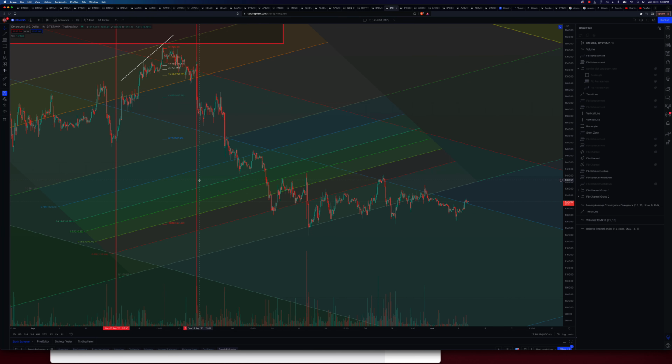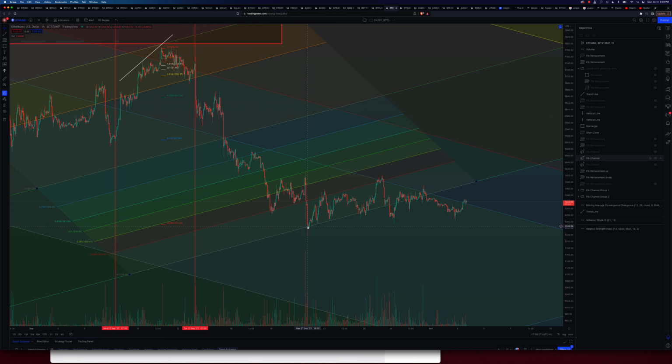So as you can see, Ethereum came down. It started finding support at this level right here, at the 16.88. It keeps coming down, support. Coming down, going up, going down, coming down, support. It's never breaking through this line. And right now we're finding support right here.